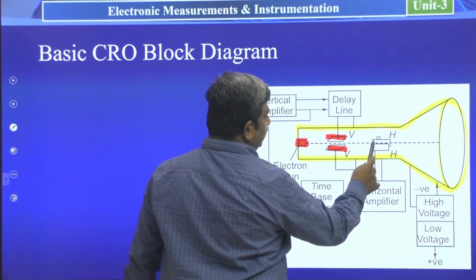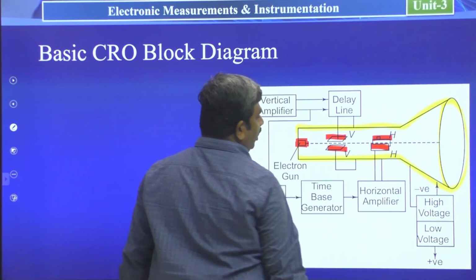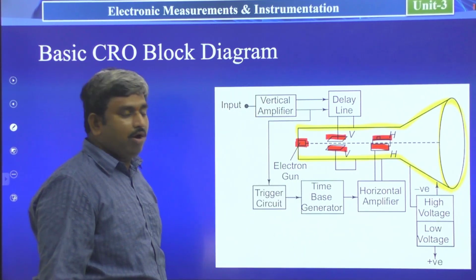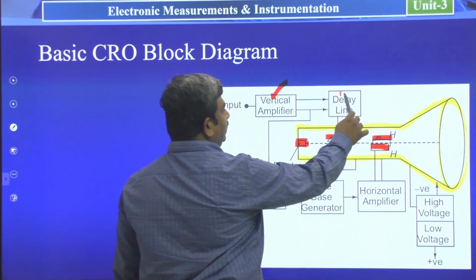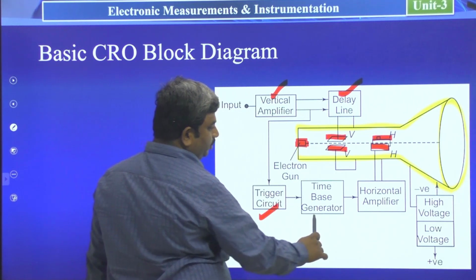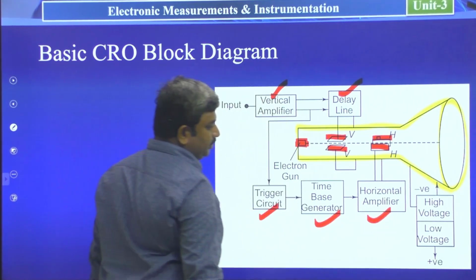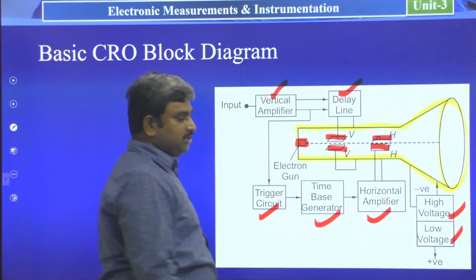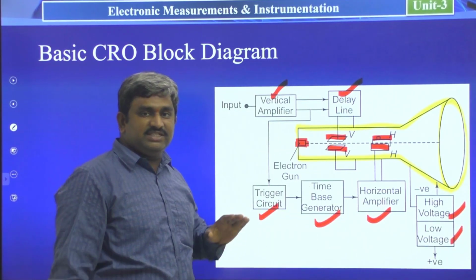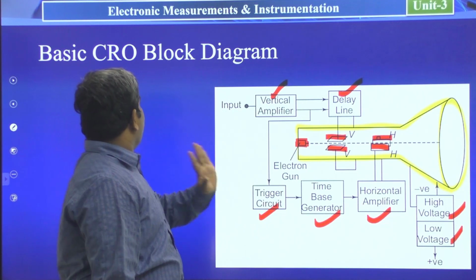These are the vertical and horizontal deflection plates. Next, vertical amplifier, delay line, triggering circuit, time-based generator, horizontal amplifier, and here we have some high and low voltages. So totally, this is the simplest block diagram. This is the basic block diagram.